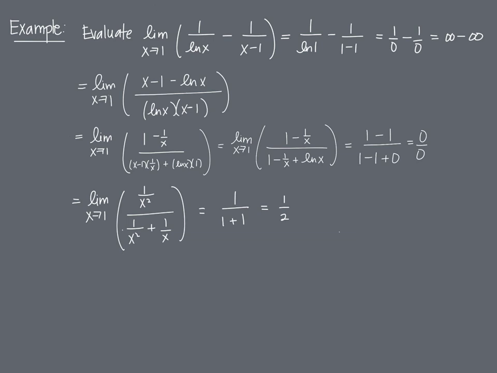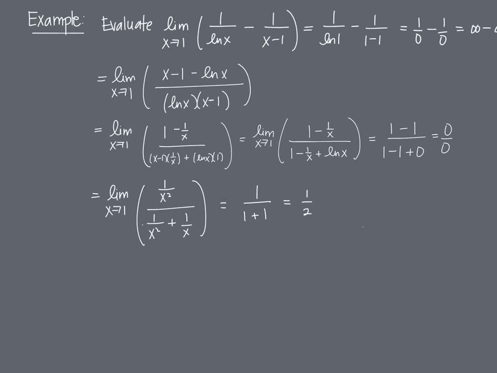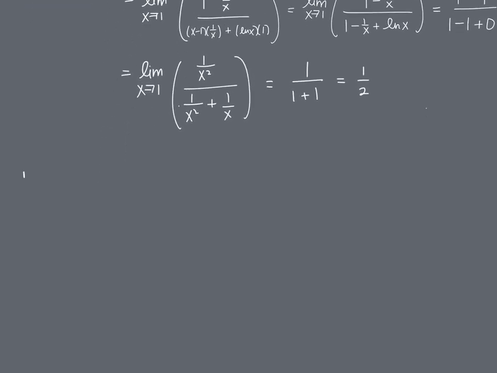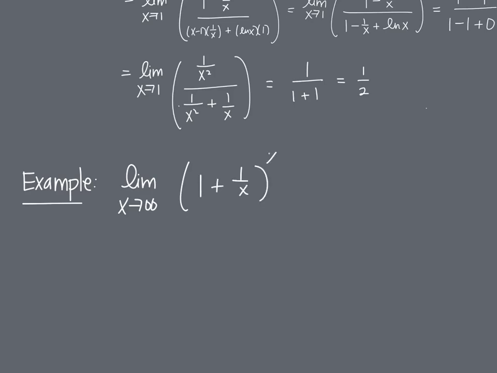We saw 0 over 0. We've seen infinity minus infinity. And now we need to do a multiplication example. So here's our multiplication example: the limit as x approaches infinity of 1 plus 1 over x to the x.